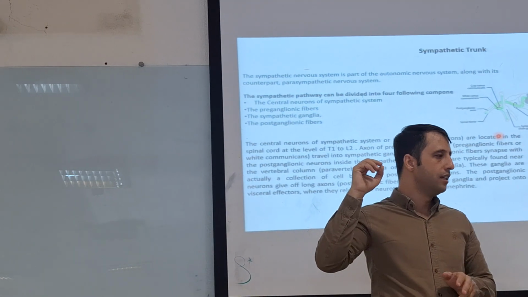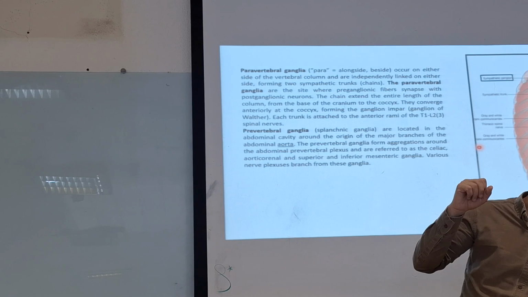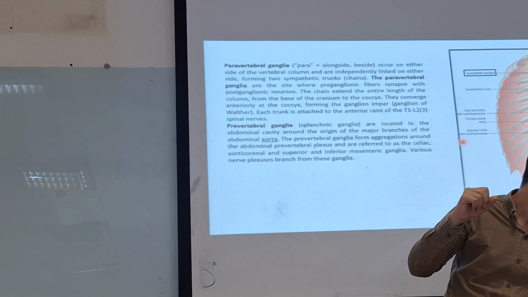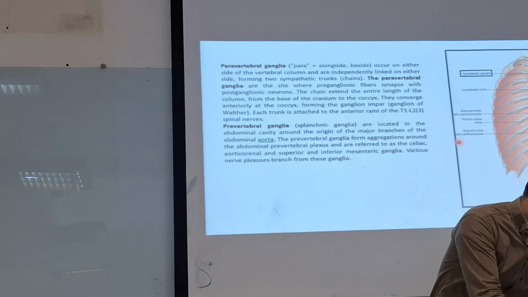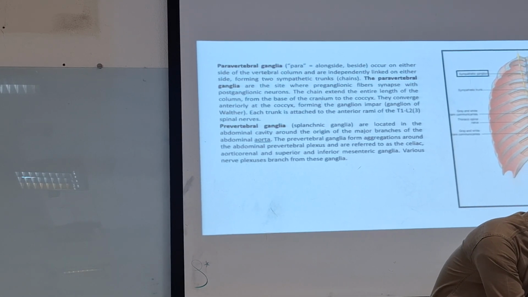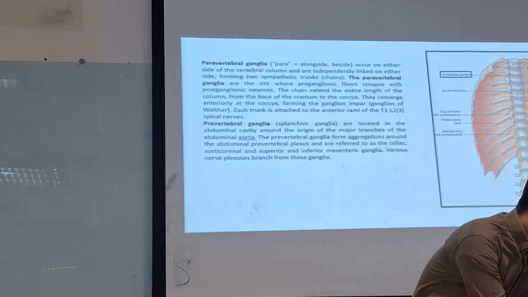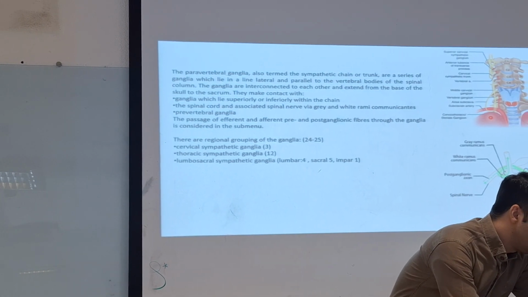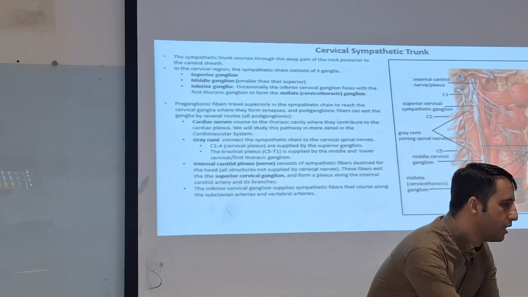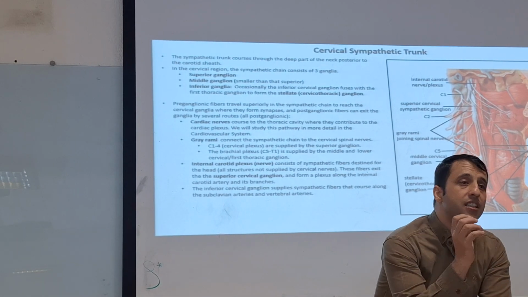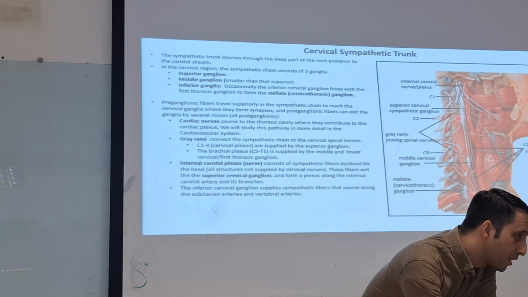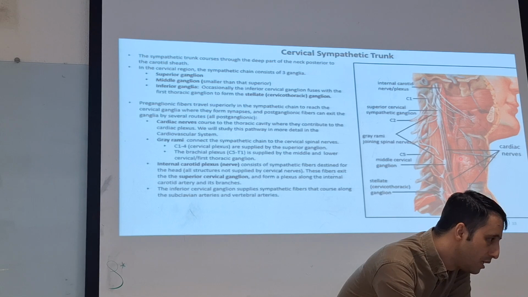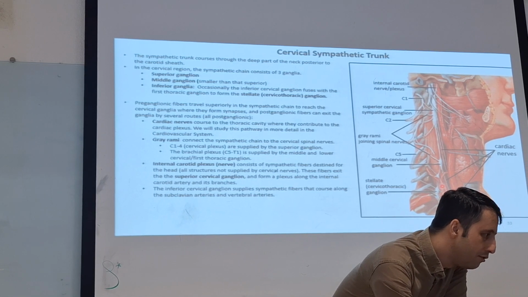In the neck, we have the cervical ganglia. Look at the sympathetic chain, which is ganglia attached together. But in the neck, look at here, we have just three ganglia: the superior cervical sympathetic ganglion, the middle, and the inferior.